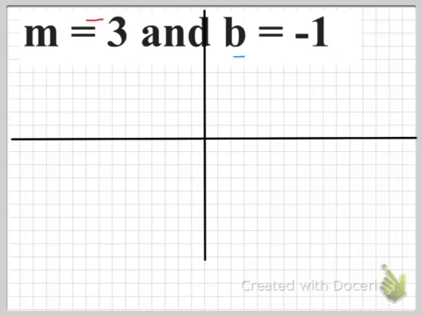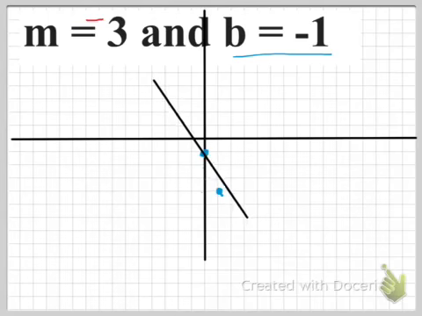Okay, so the b equals -1, that tells me where I'm going to start. I'm going to start right here. Okay, and the m equals -3 tells me I'm going down 3 and over 1 to the right. I always go to the right no matter what happens. That's the way I do it. And then I'm going to connect these dots just like this.